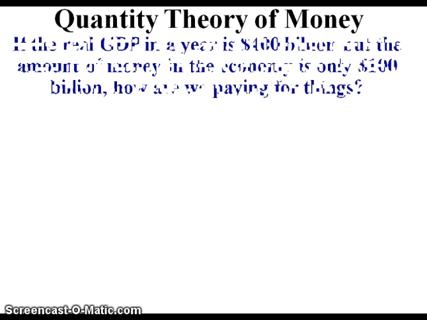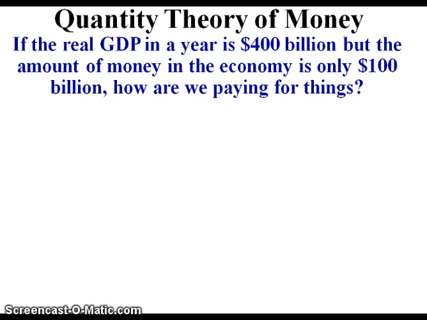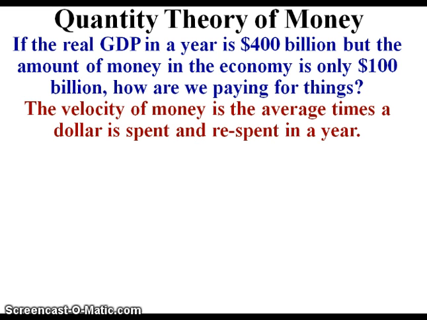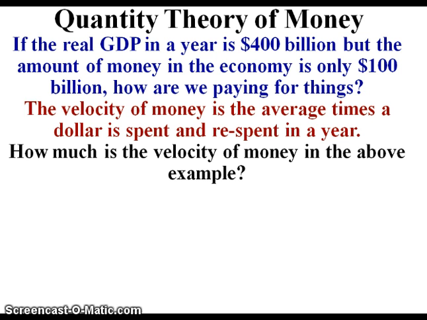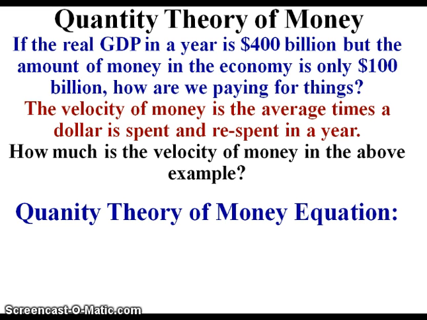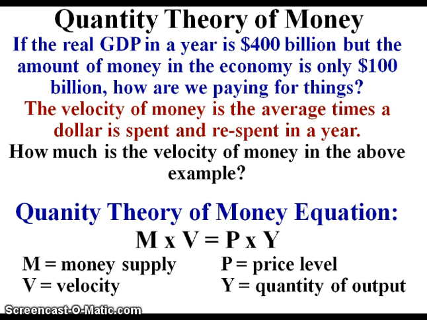All right, so quantity theory of money. If the real GDP in a year is 400 billion, let's say, the amount of money in the economy is only 100 billion, how are we paying for things? All right, so the velocity of money is the average times a dollar is spent and respent in a year. This will not be on the unit test for Unit 1, but we will come back to this concept more so in Unit 2. All right, so quantity theory of money, that's related to this first cause of inflation.